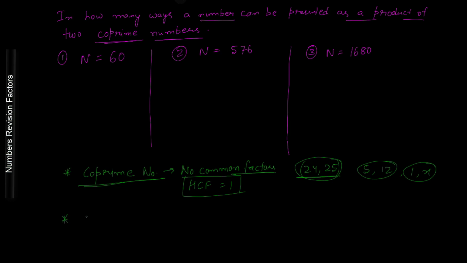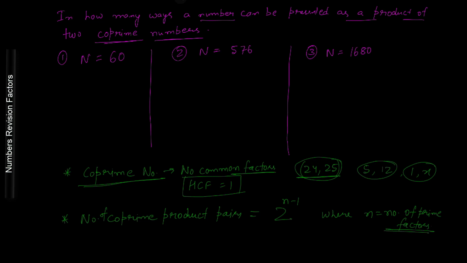Now if I want to break the number as a product of co-prime numbers, the number of co-prime product pairs is equal to straight away 2 to the power n minus 1, where n is the number of prime factors. Try to understand that, number of prime factors. It doesn't matter what is the power of that prime factor, it is only the number of prime factors, and the number of pairs is straight away 2 to the power n minus 1. Try to see that n minus 1 whole thing is in power.